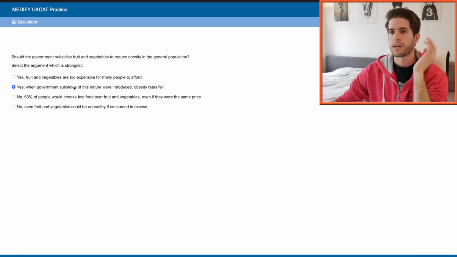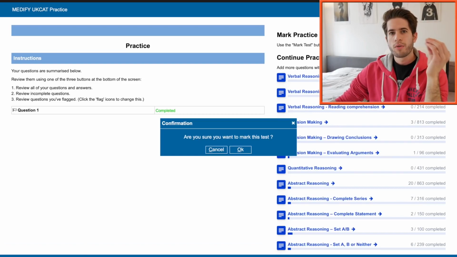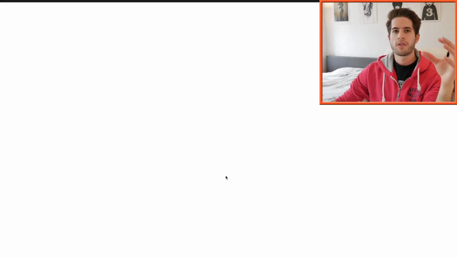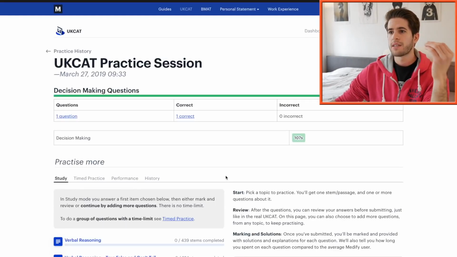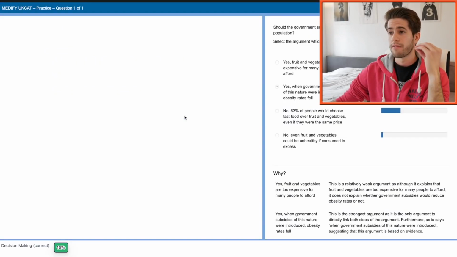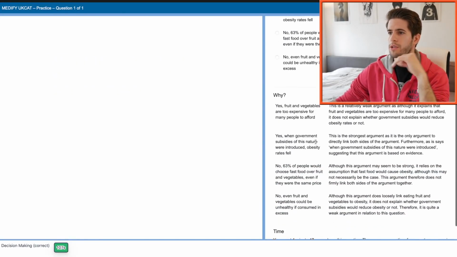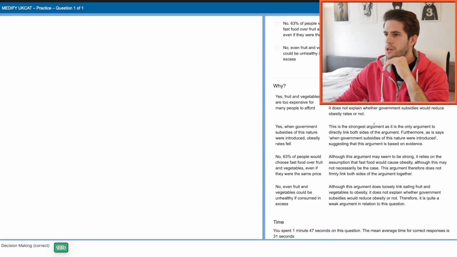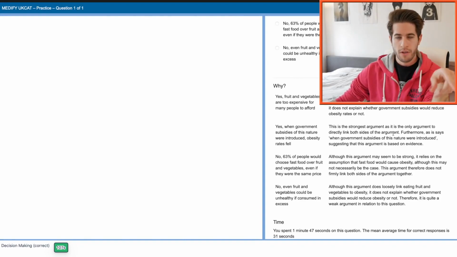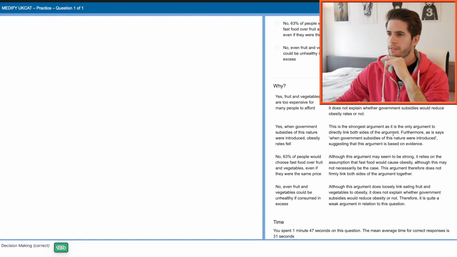So I'm going to go with the second one because it tackles all the different parts of the statement that we talked about here, and it gives evidence to show that this is correct. A very important thing for these types of questions is you want to look for answers that give evidence. Anytime that you show evidence, that's going to be very, very good in giving a strong argument. So let's see here. This is the strongest argument as it's the only argument to directly link both sides of the argument. So both government subsidies and obesity. Furthermore, it suggests that this argument is based on evidence. So evidence is good. Next question.